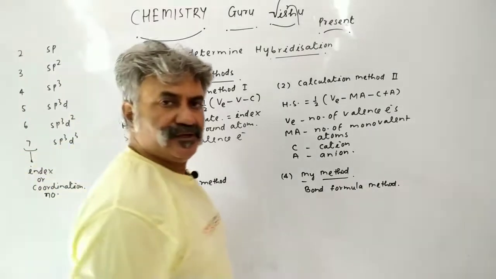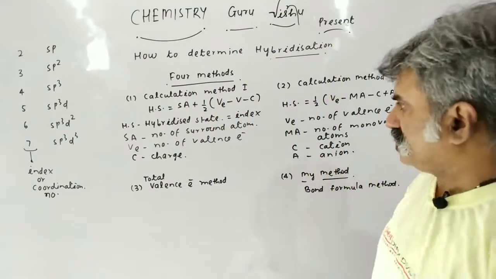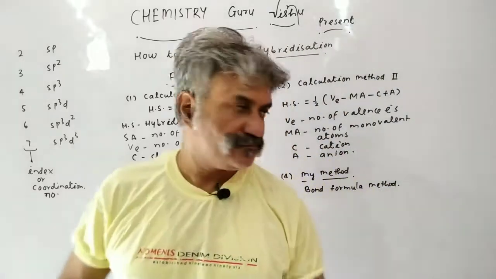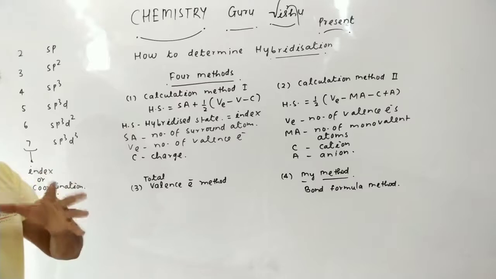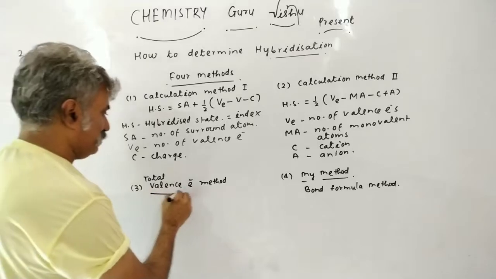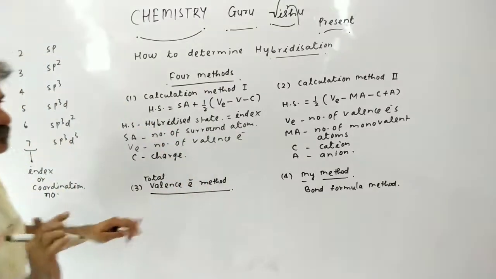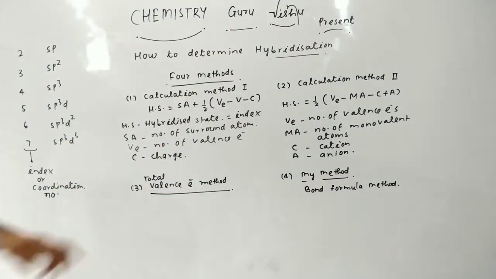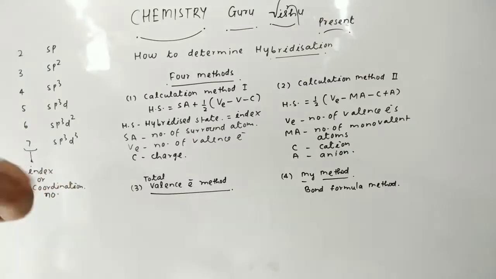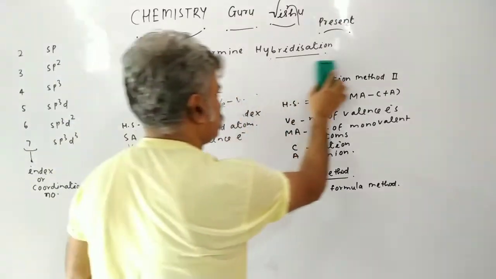Although in my opinion, it is dangerous to use these two methods because of some problems, and the methods are not perfect. Now the third method, the total valence electron method. In my opinion, this method is much better than these two methods. So I am not going to discuss these two methods, although I am giving here the complete detail. So the valence electron method is very good. Move on to the valence electron method.